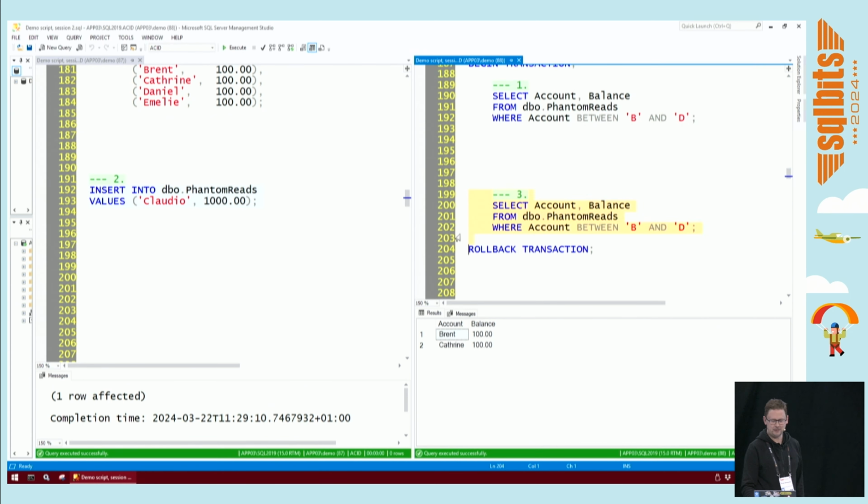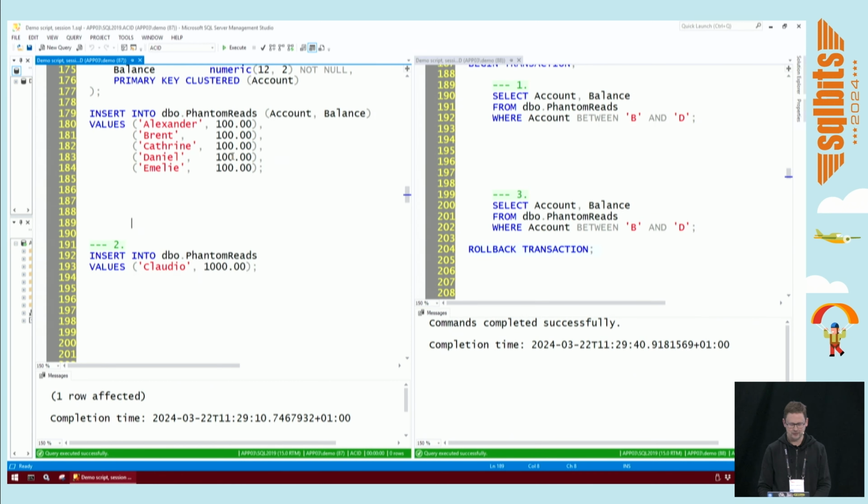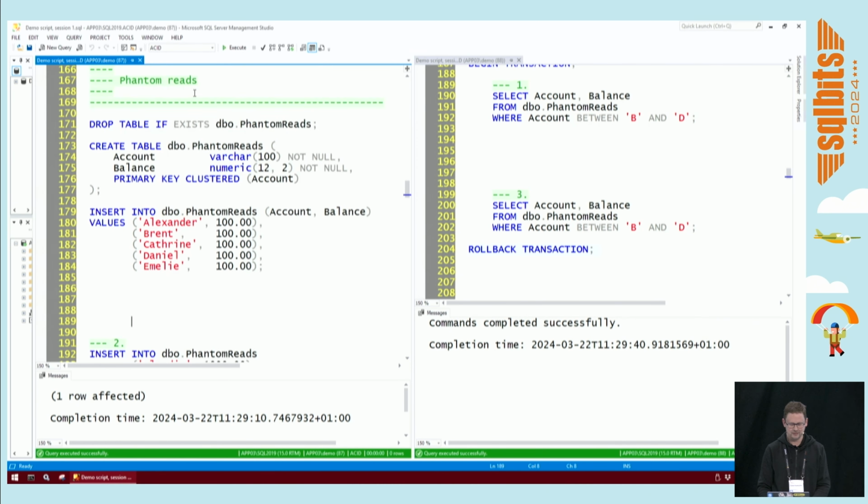Now what will I see? I have repeatable read, right? What will I see when I run the right-hand side query? Claudio will magically appear. Yes, there he is. He has $1,000 actually. Lucky Claudio. I will come to the question right in a second. If I roll back the right-hand side, I reset the left-hand side.